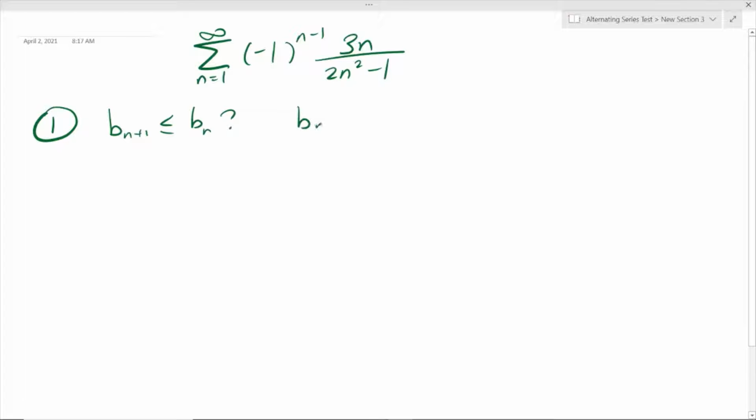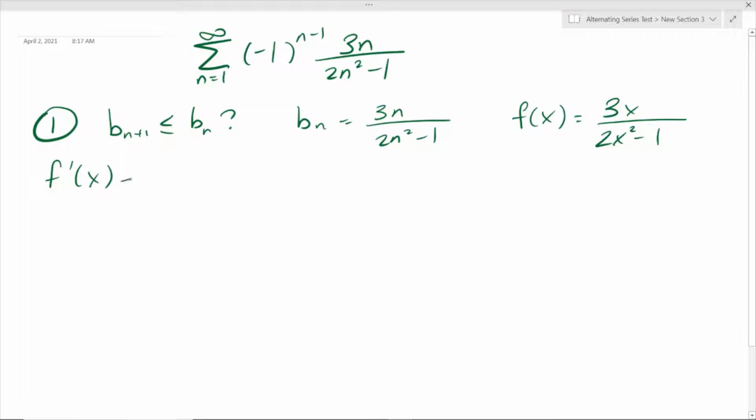So we know our bn is equal to 3n over 2n squared minus 1. And we could change this to f of x is equal to 3x over 2x squared minus 1. Now let's differentiate this f of x, so we can get the derivative, and then we can see if it's decreasing, because if the derivative is negative, then that means it is a decreasing function.